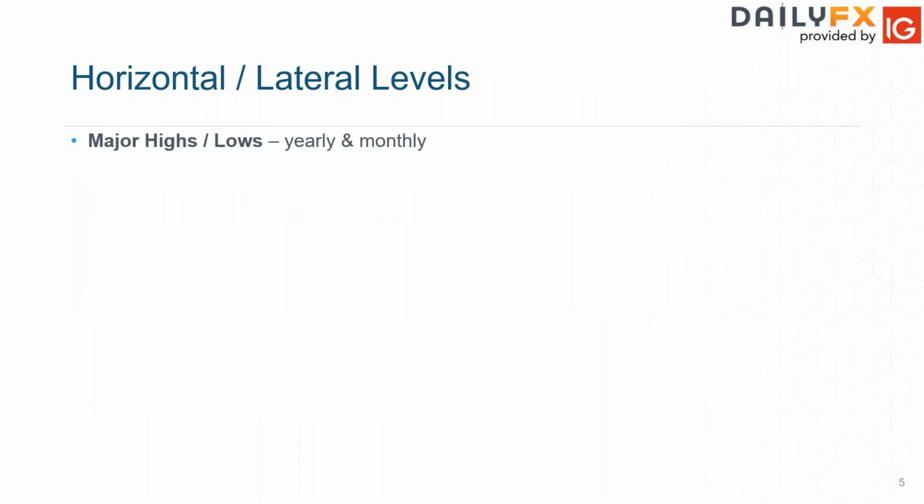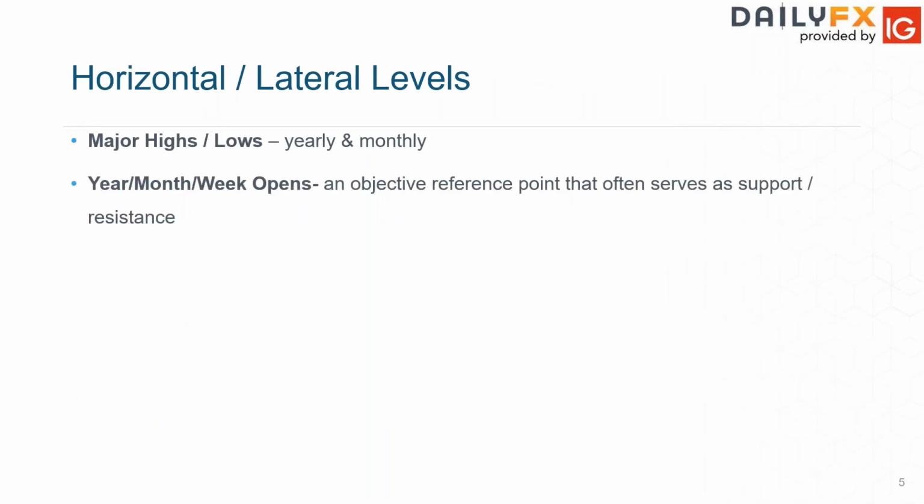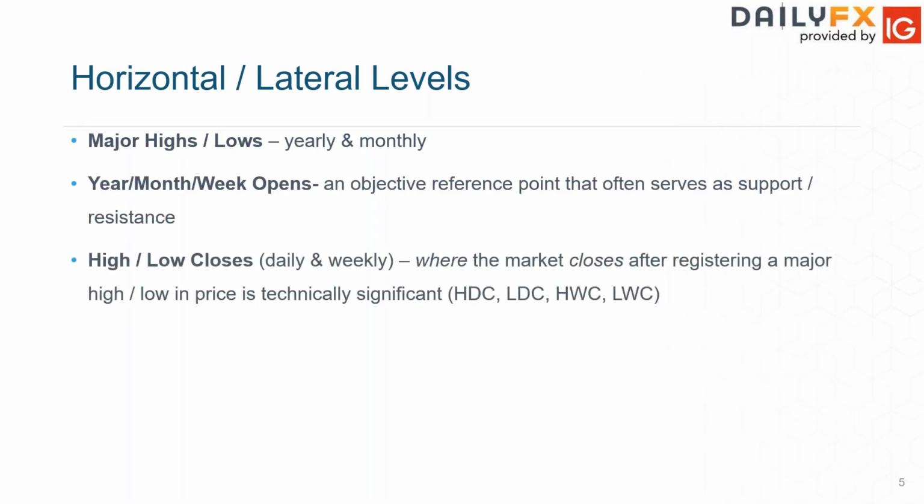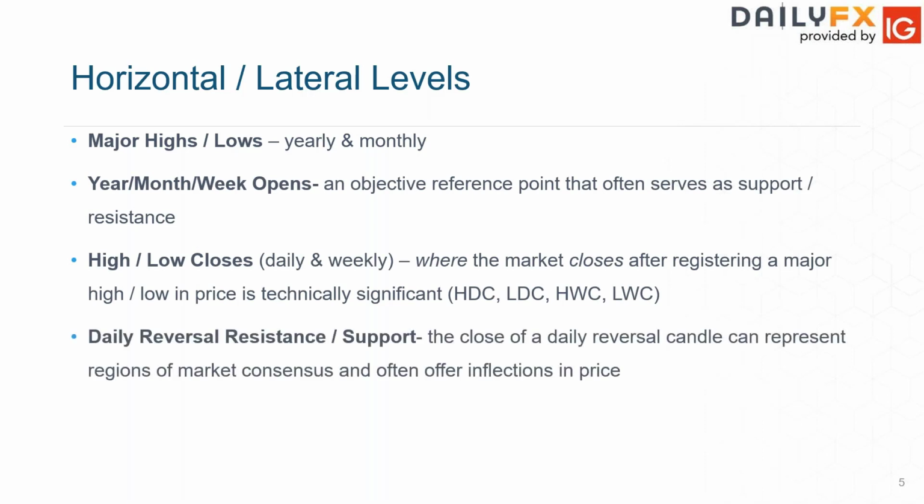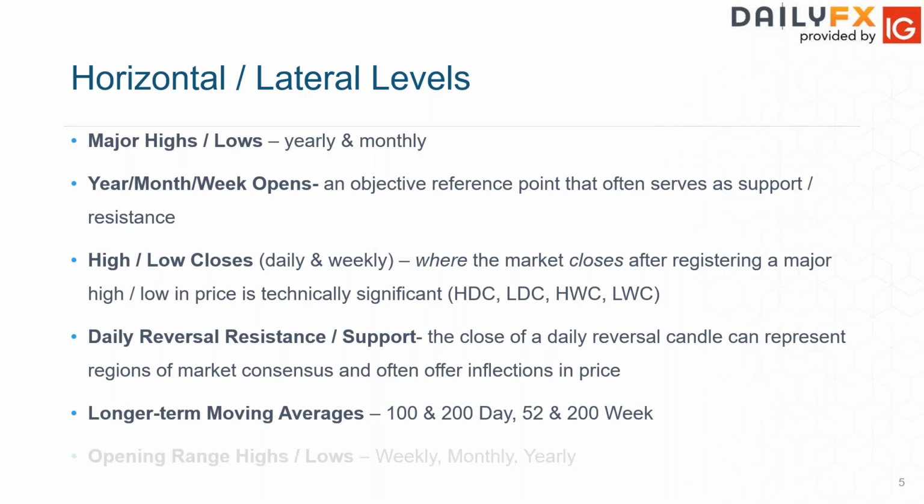What are horizontal or lateral levels? Well, there's a couple different things I often will look at. Here they are: major highs, major lows, whether it's a monthly, the yearly, or even a weekly, can oftentimes give you a level of support and resistance. Year, month, week opens don't tend to catch too many headlines, but these also can be very critical levels. I'll show you one that's playing out right now in Bitcoin.